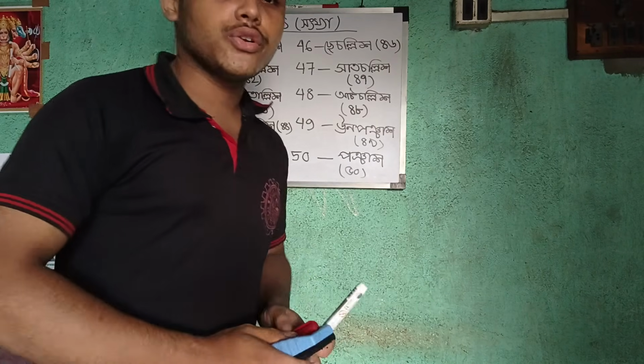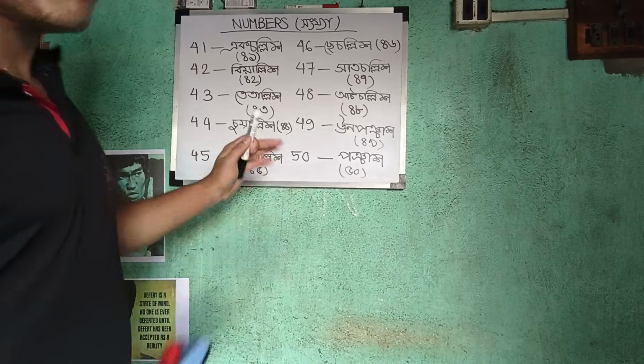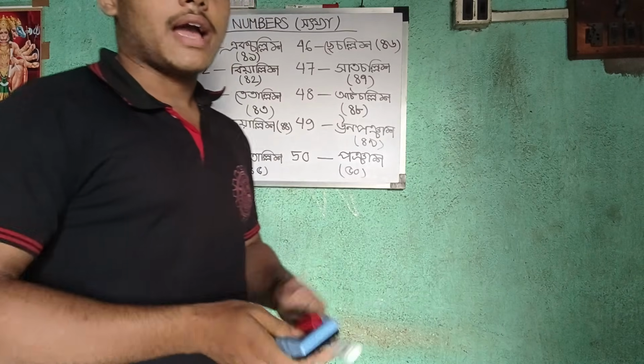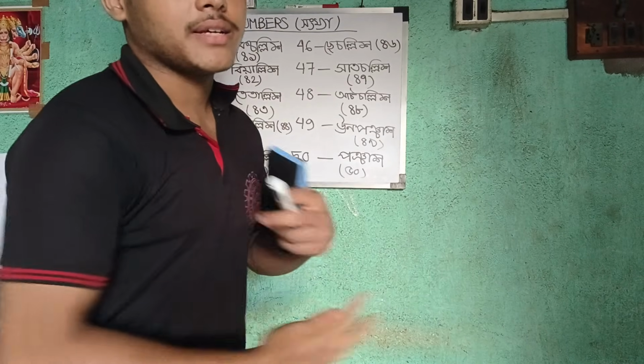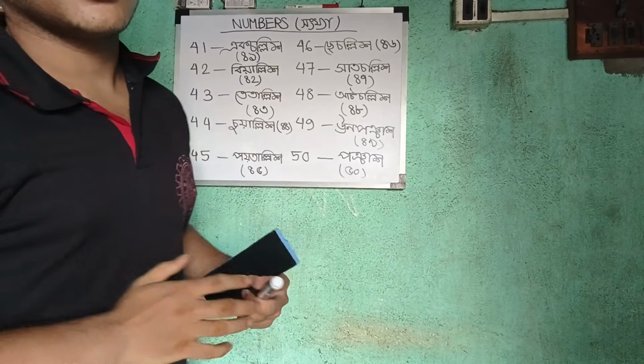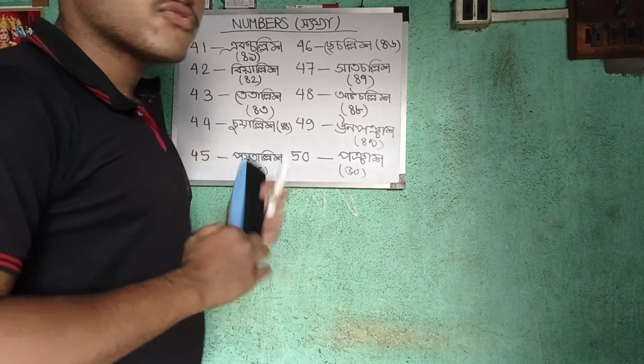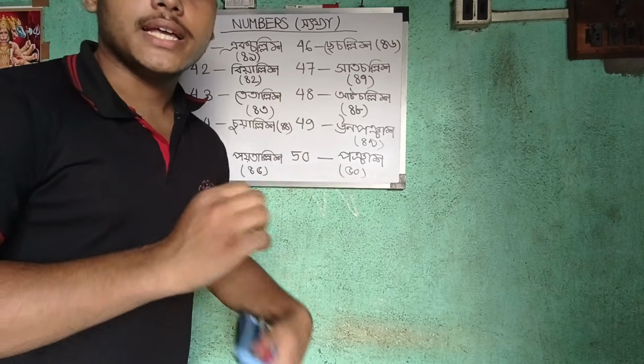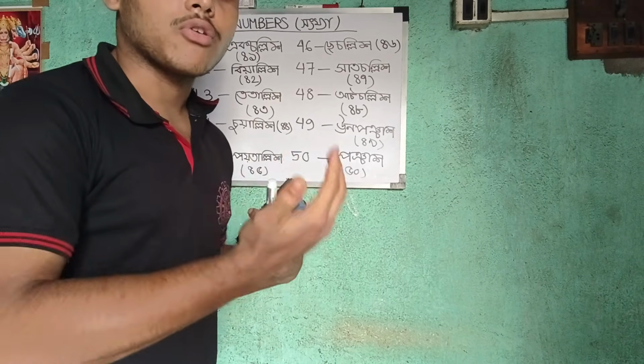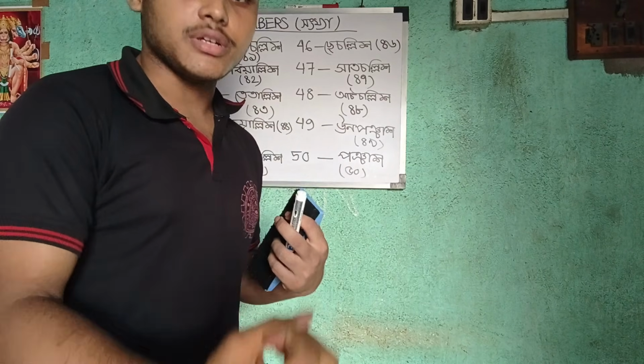So note it down to your notebook, all these numbers, and revise again and again, so you will be better at pronouncing these words. Okay, so after 41 to 50, in the next video you will learn about 51 to 60 numbers in Bengali.